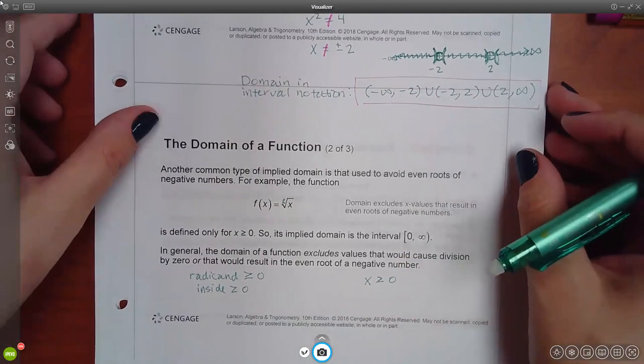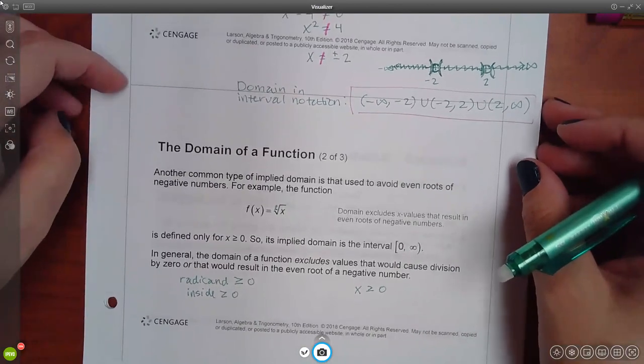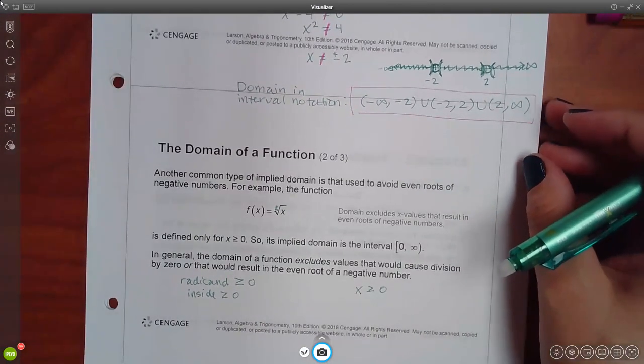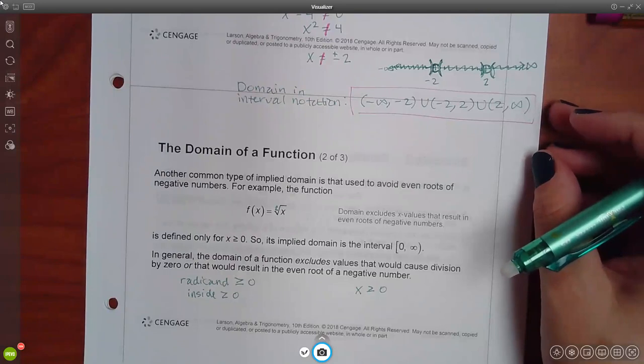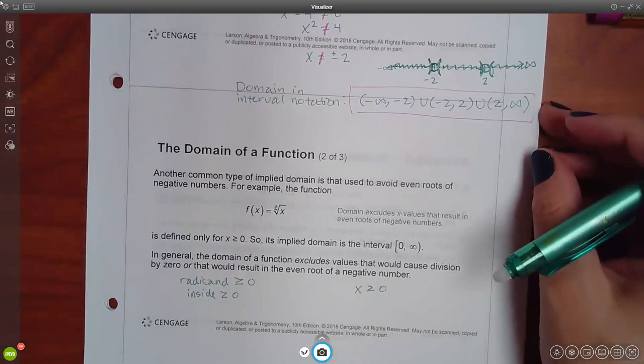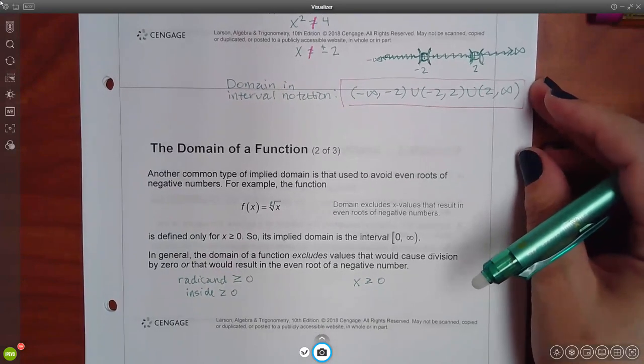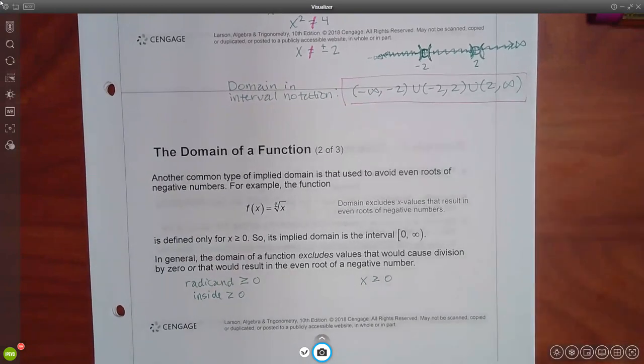So those are the two special cases. If you have an equation and it does not have an even radical and it does not have a fraction, then automatically you don't even need to show anything. You just say the domain is negative infinity to infinity, everything, okay?